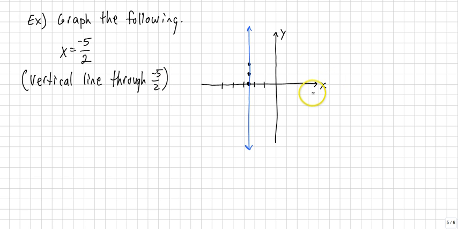So vertical lines have undefined slope. So the slope is undefined. The slope is not a number. The slope has no meaning for a vertical line. So vertical lines just have no slope whatsoever.